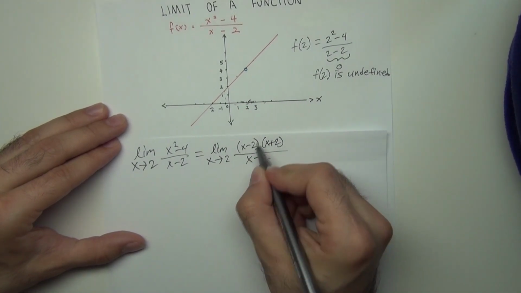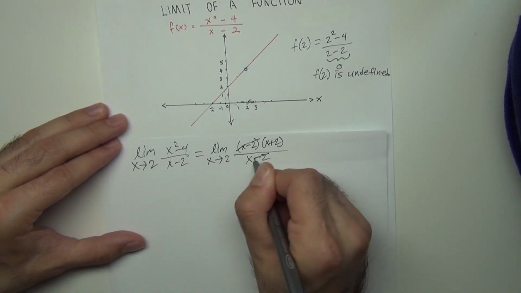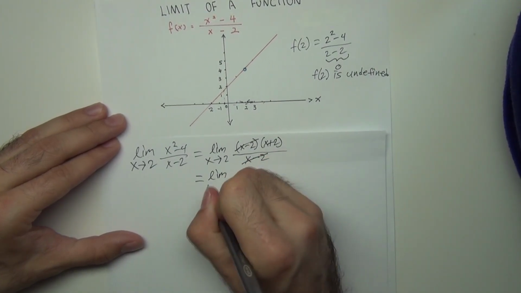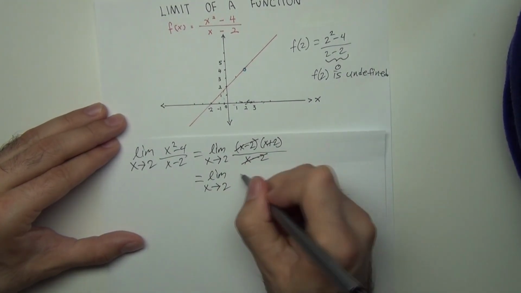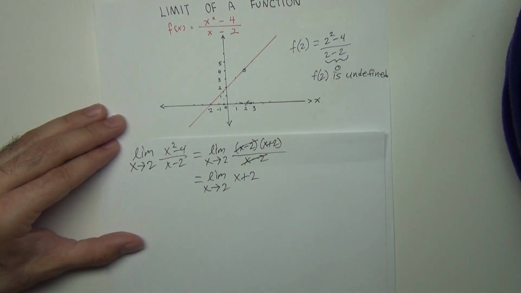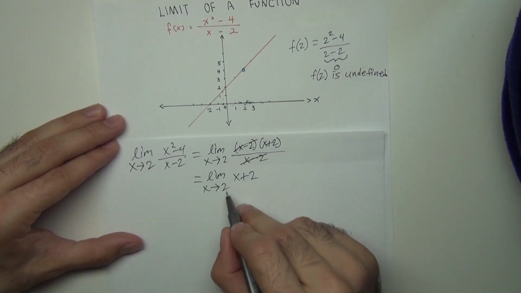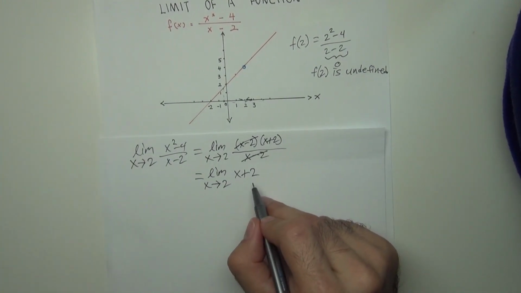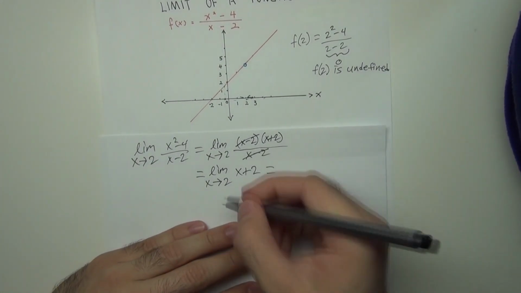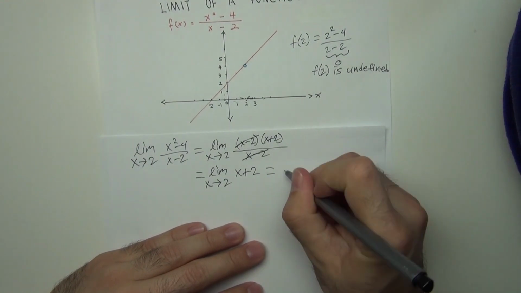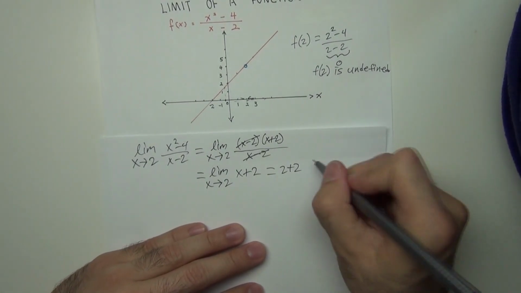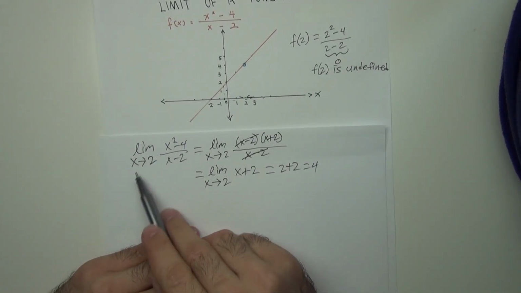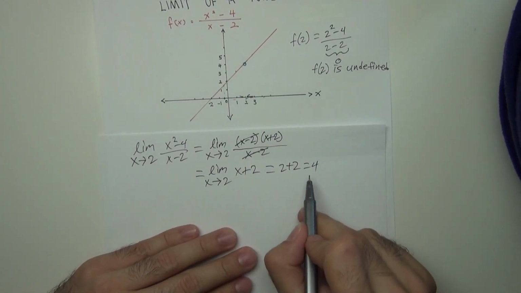What we notice here now is that x minus 2 in the top cancels with x minus 2 in the denominator. So this is now equal to the limit as x approaches 2 of x plus 2. And now we have just a linear function, x plus 2. So the limit as x approaches 2 of this linear function is the same as just plugging in 2 now into x. So this is 2 plus 2, which is equal to 4. Again, we found in a different way that the limit as x approaches 2 is equal to 4.